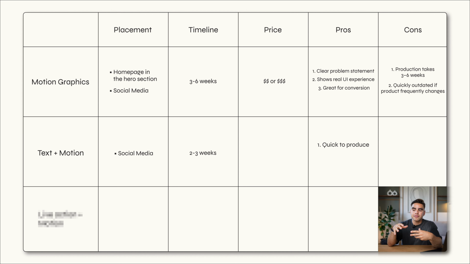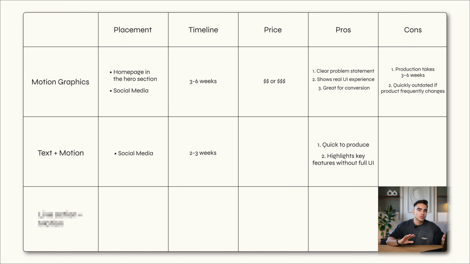And number two, you do not have to show too much of the UI. You just need to show the promise of the problem that you're trying to solve and some ways that you can solve it. So you can add more features down the line and it's still going to be relevant. Because this format takes only 2 to 3 weeks to make, it's going to be much cheaper. So this is one of the less expensive formats.